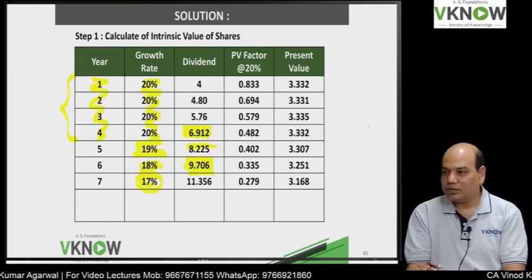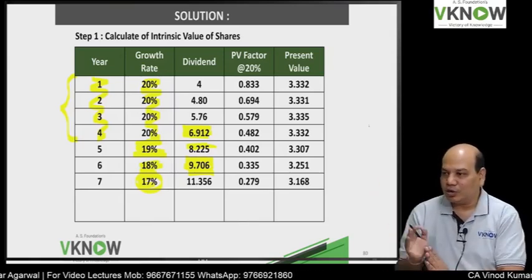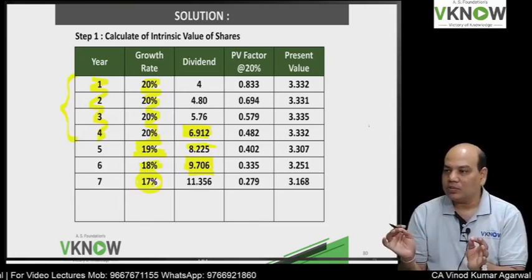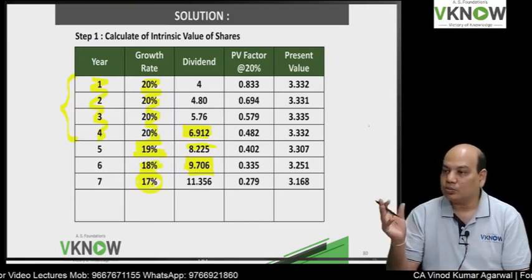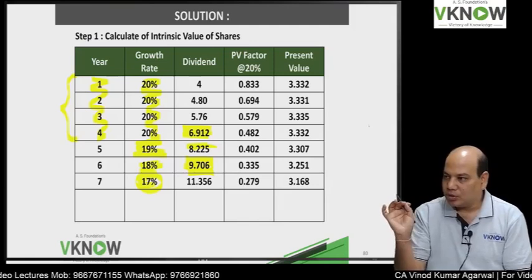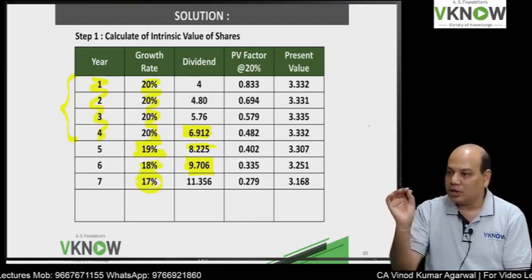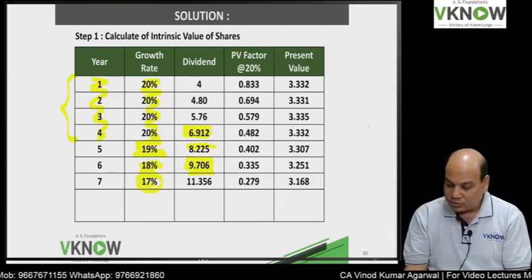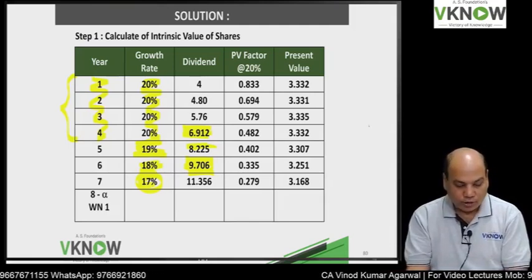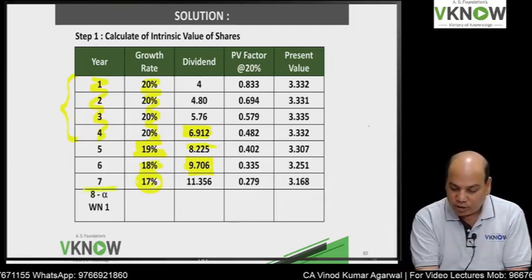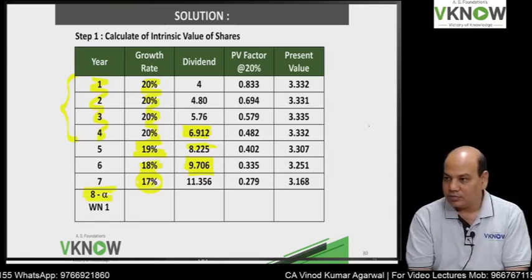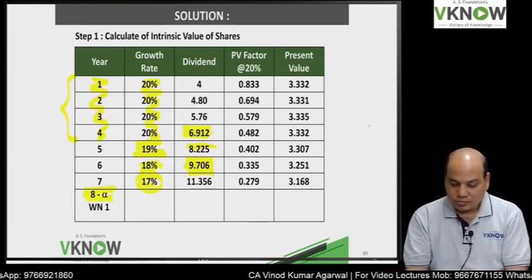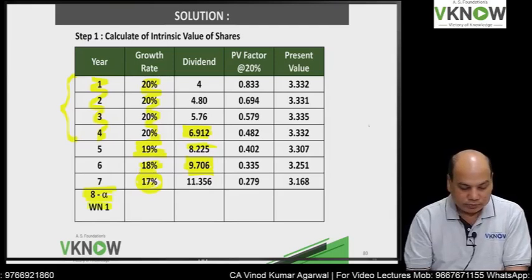Now after that, from 8th year and onward, the growth rate will be 16%. So it will become a constant growth model formula. You remember the constant growth model formula, D1 upon KE minus G. So that means we have to make a small working note for that. From 8 to infinity, we will prepare a working note.